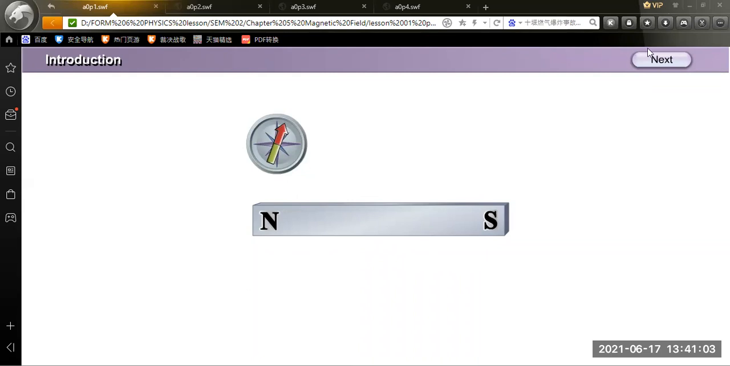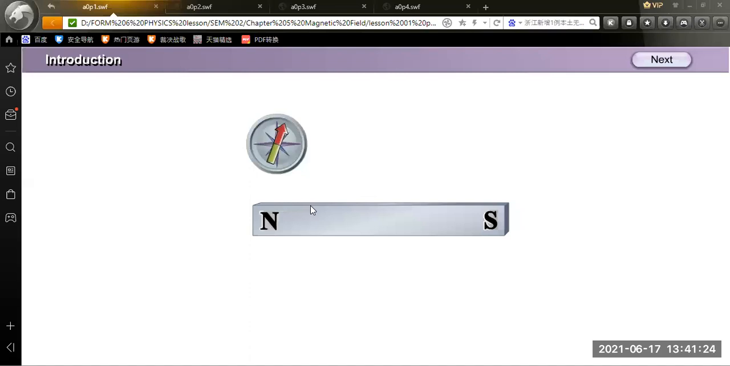Ladies and gentlemen, let's look at the slide. What we will learn today is related to magnets. We will learn about the magnetic field today. Ladies and gentlemen, let's say we have a compass and a magnet.